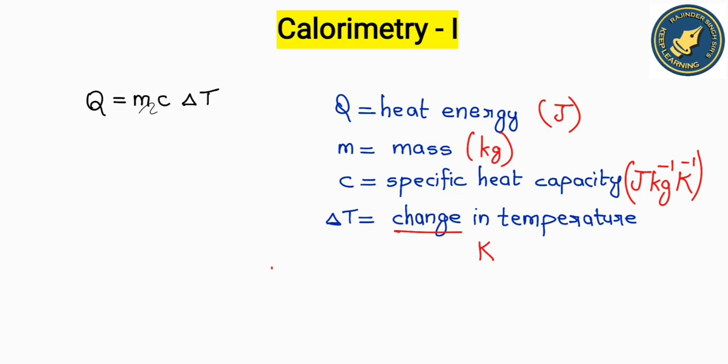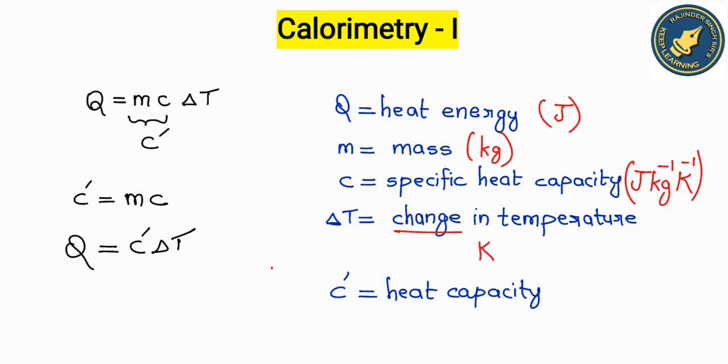M into c is also called heat capacity and that is noted by the symbol C dash. So hence the formula for C dash will be M into c. What would be the unit? We will see. Substituting this value in the above formula, Q is equal to C dash delta T. So what is C dash? Heat capacity. And its SI unit will be joules per Kelvin.